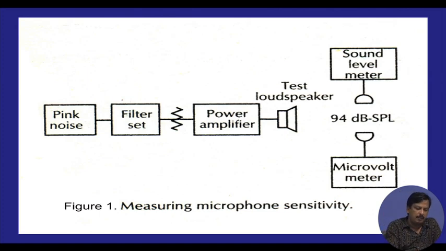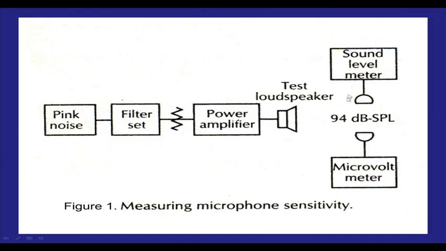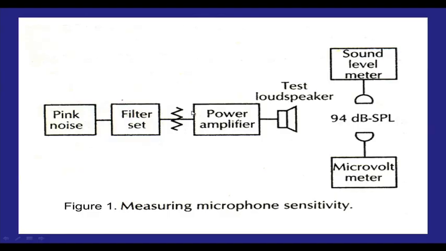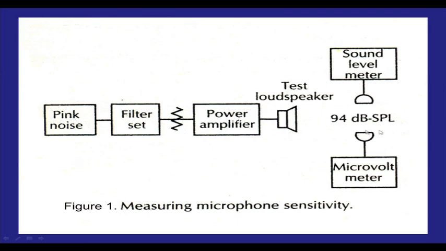So, if I say my filter is 250 hertz to 5 kilohertz, which is generally used in microphone testing, then the acoustic signal produced by the loudspeaker is nothing but an acoustic signal of the frequency 250 hertz to 5 kilohertz. So, this filter has an upper cutoff frequency of 5 kilohertz and a lower cutoff frequency of 250 hertz. Then this sound is propagated in the air.